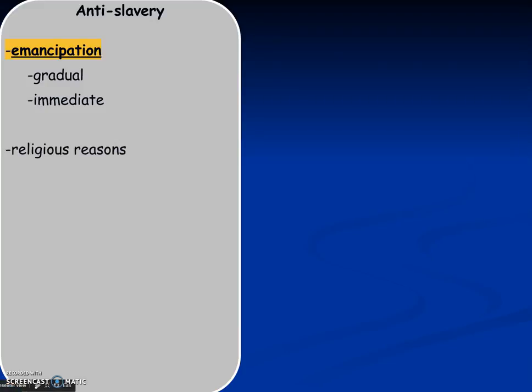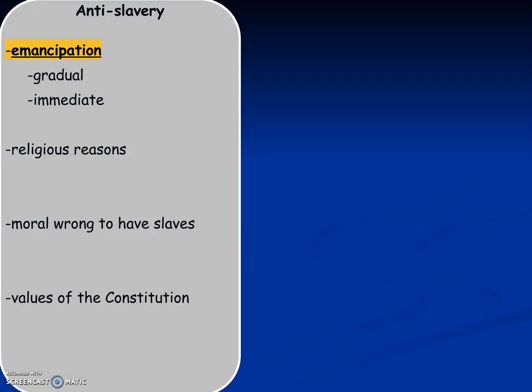So a lot of people had different reasons for being abolitionists or against slavery. Some of them religious reasons, believing that Christianity did not allow forced slavery. Others who just believed it was morally wrong to own another human being. And then others pointed to the Constitution, stating that our Constitution states that all men are created equal. So how could we possibly own other human beings?